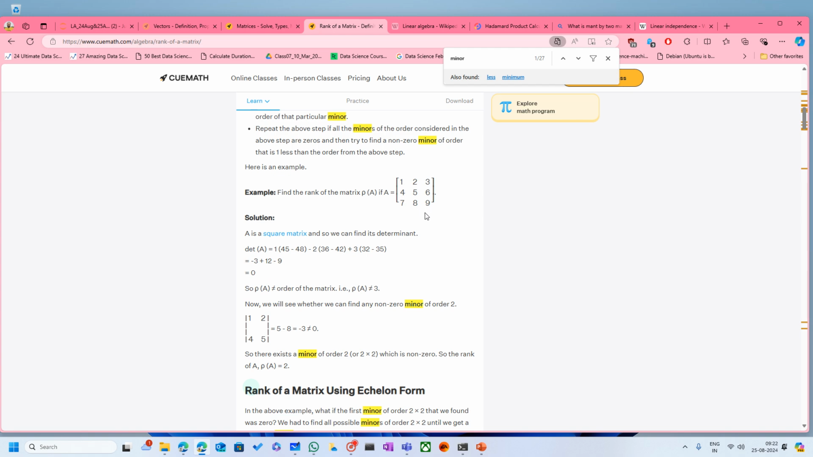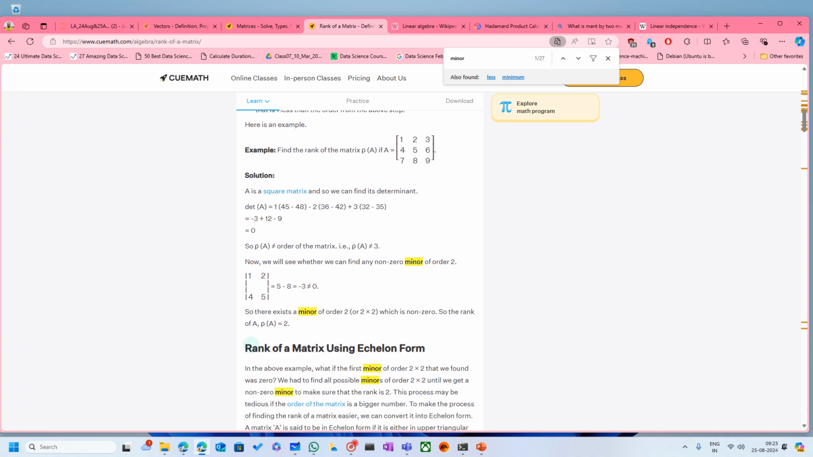Here you can see it's a square matrix and it is very easy to find its determinant. For the first element, the determinant term is 5 nines are 45 minus 8 sixes are 48, so that is what is written here. For element 2, it is 9 fours are 36 minus 6 sevens are 42. Likewise for the third element, finally you will get the determinant as 0. Now this 0 is still the determinant, not the minor.